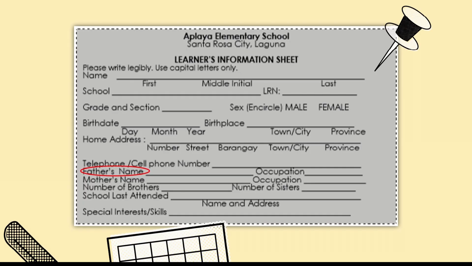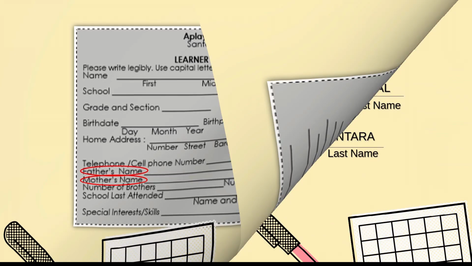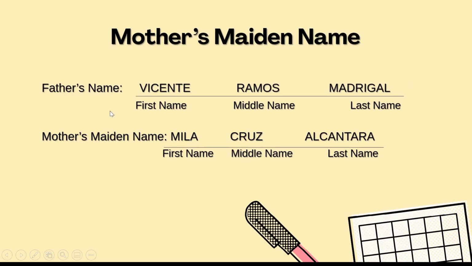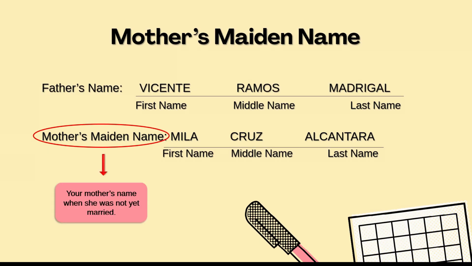Now, let's give focus naman sa father's name and mother's name. In this template, hiningi ang first name ng father, middle name, and then the last name. If you encounter a form that says mother's maiden name, it means your mother's name when she was not yet married. Ang dapat mong ilagay ay ang pangalan ng iyong nanay noong hindi pa siya kinakasal.